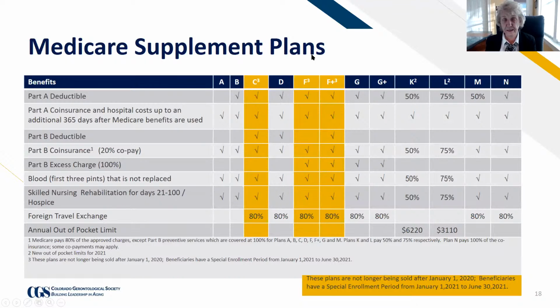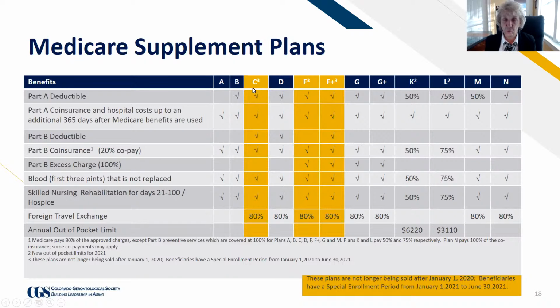Medicare supplements, as I said, have plans. They have all these standardized plans, which are A, B, C, D, F, F plus, G, G plus, K, L, M, and N. So those plans are standardized regardless of what company you purchase them from. They offer this group of services over here, or benefits on the left.